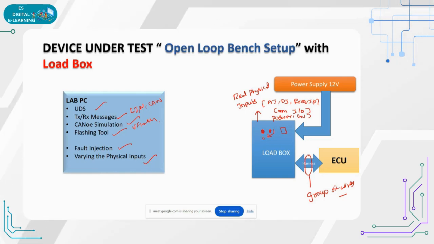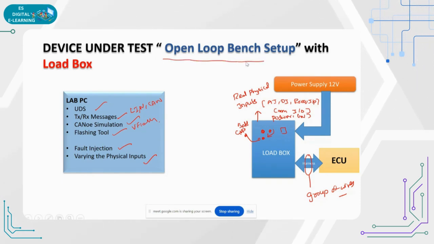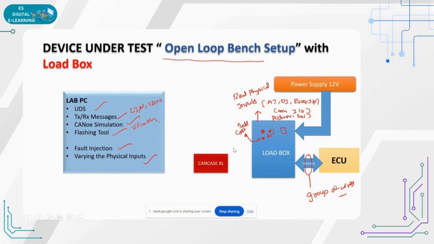Suppose here you have a sensor like an analog input. To this analog input, you can give a short to battery or short to ground. You can take an additional wire, and you have the option of ground and battery, so you can just plug in and plug out. That fault injection you can do on the load box. So this is an open loop bench setup. For this lab PC, we are communicating with the same CANcase XL for inducing the faults or varying the physical inputs on the load box.